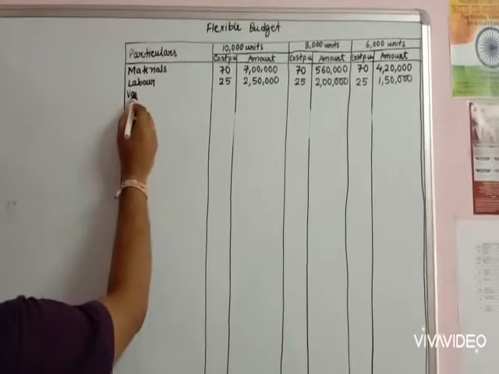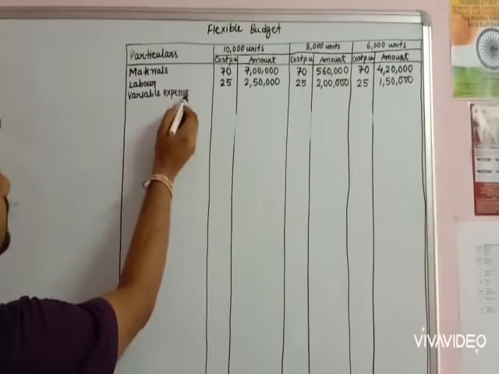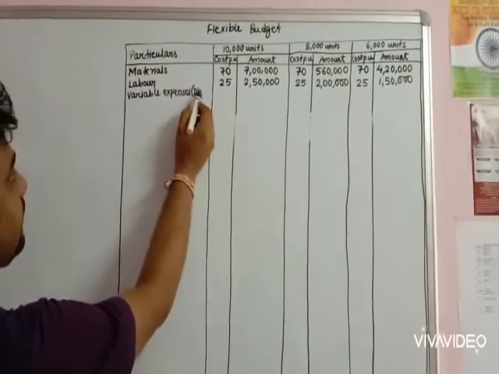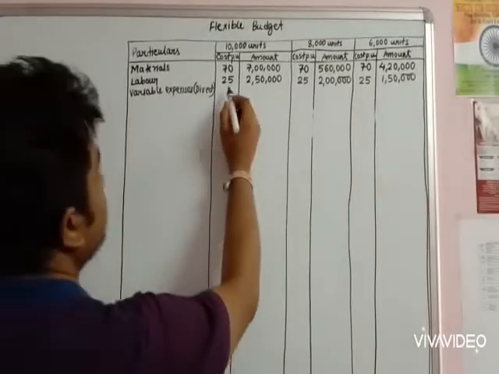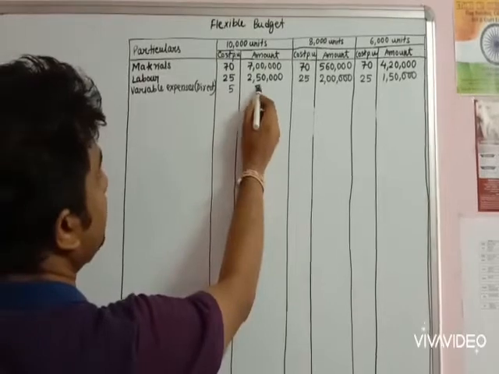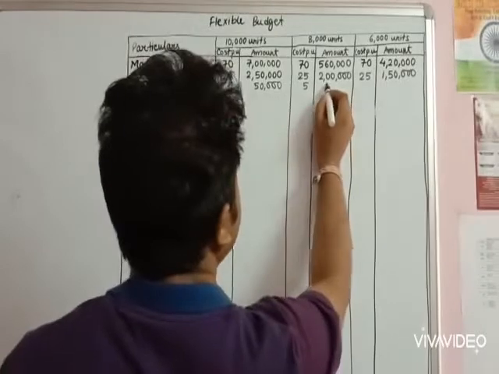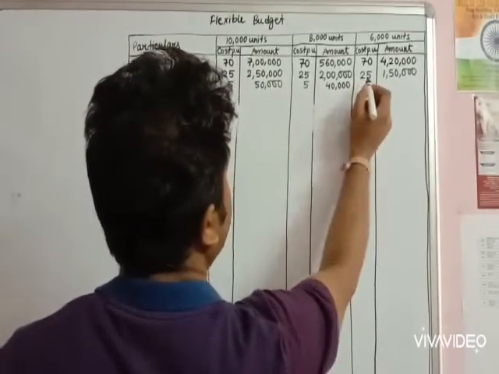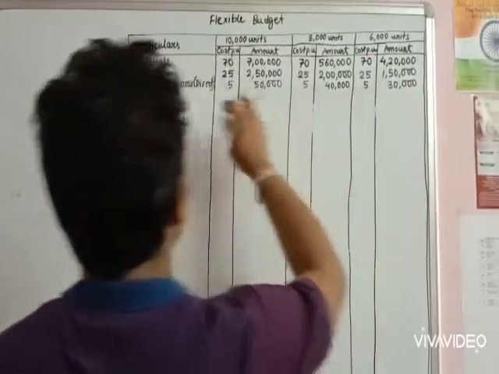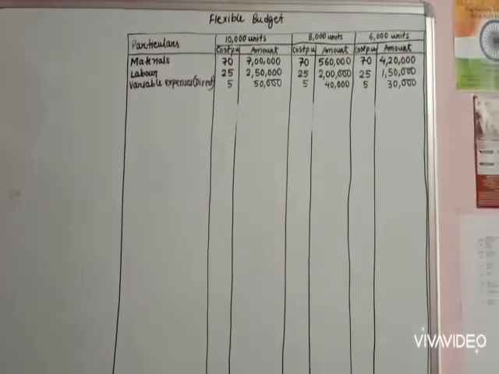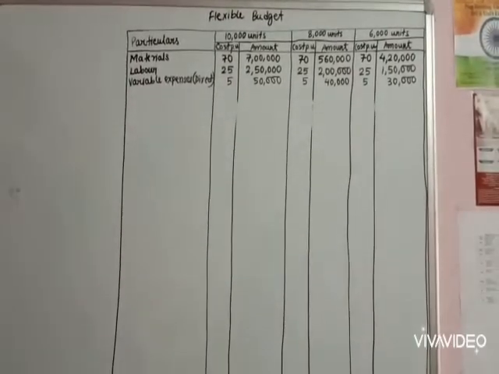So you have next variable expenses, that is direct, and the cost per unit is ₹5. So 5 into 10,000, you get 50,000. Then 5 into 8,000, 40,000. Then again 5 into 6,000, 30,000. Now these three types of expenses are direct expenses and they form part of prime cost.